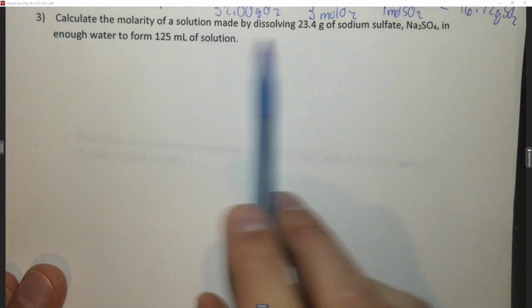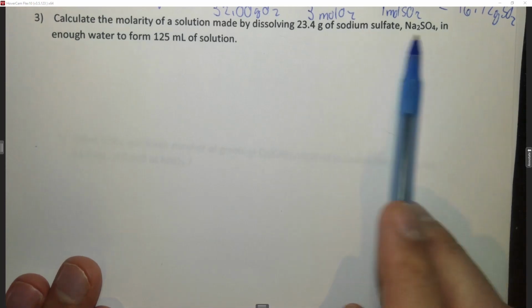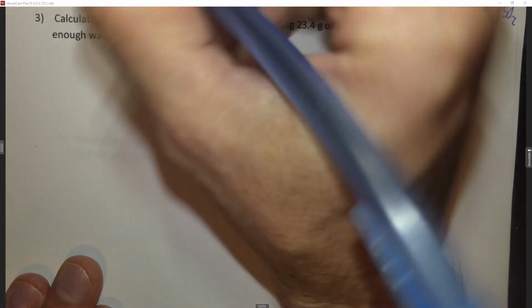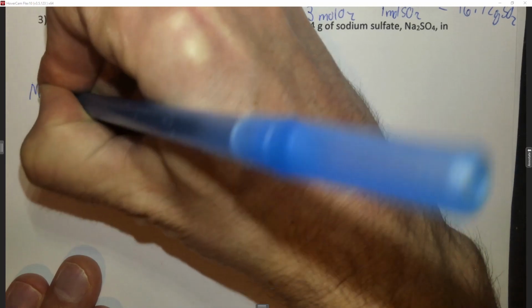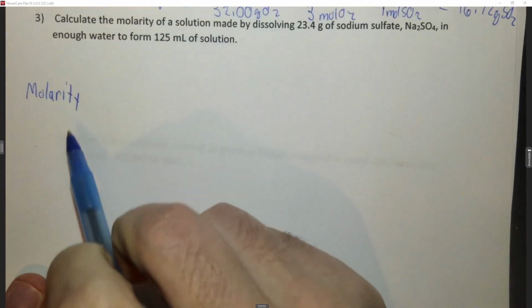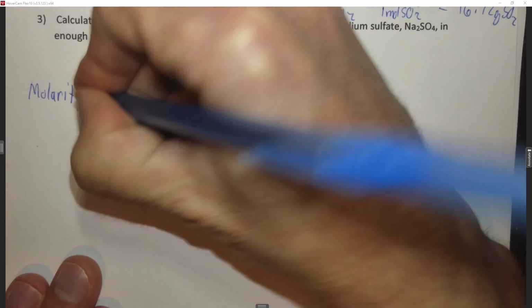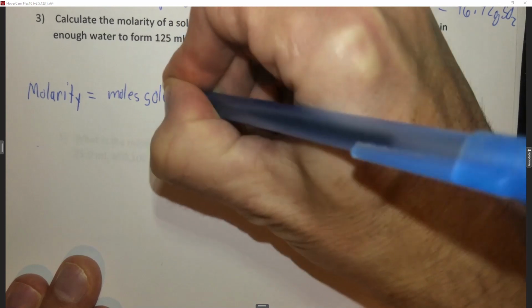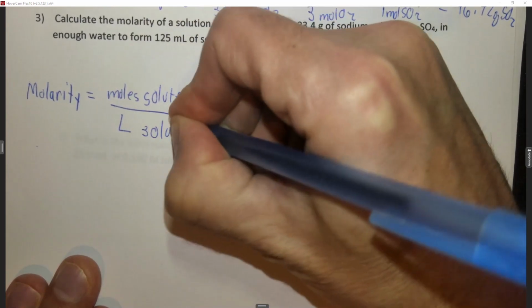Question 3 says, calculate the molarity of a solution made by dissolving 23.4 grams of sodium sulfate, Na2SO4, in enough water to form 125 milliliters of solution. So there's multiple ways to do this, but one thing that we need to know is that molarity, which is a unit of concentration used a lot in General Chemistry 2, so we need to remind ourselves what it is: moles of solute divided by liters of solution.